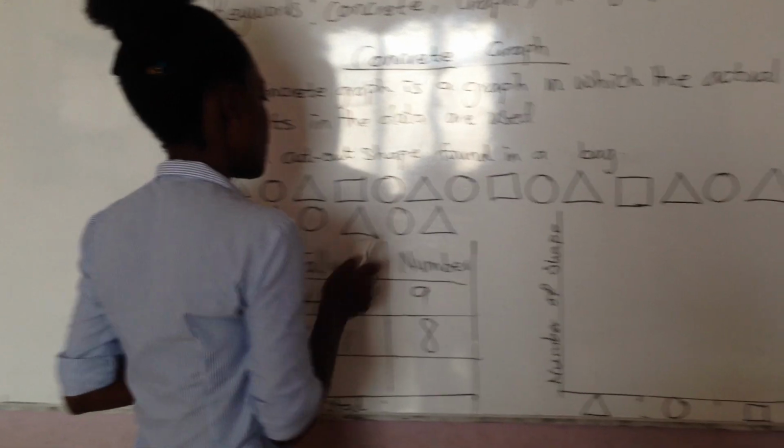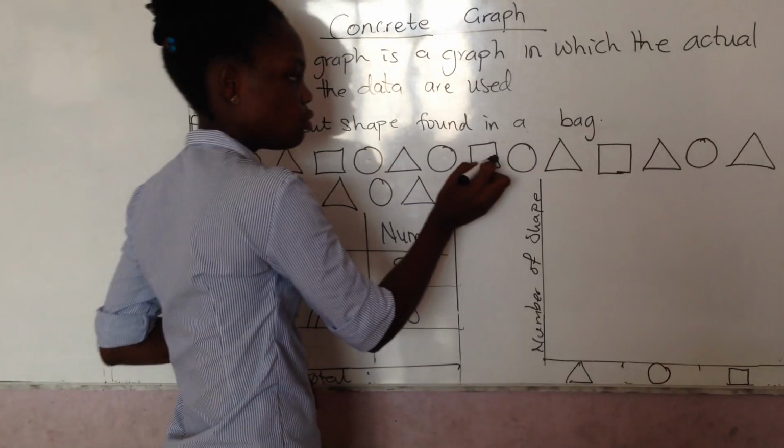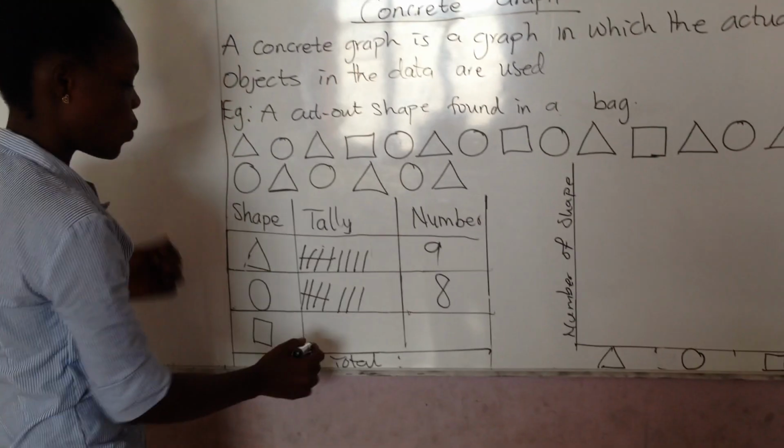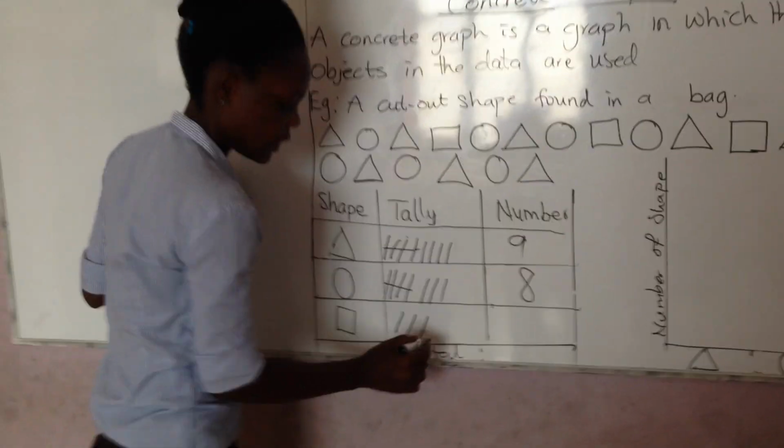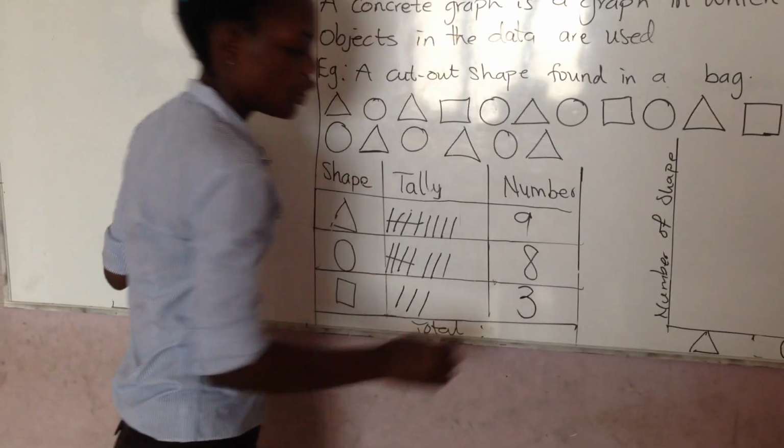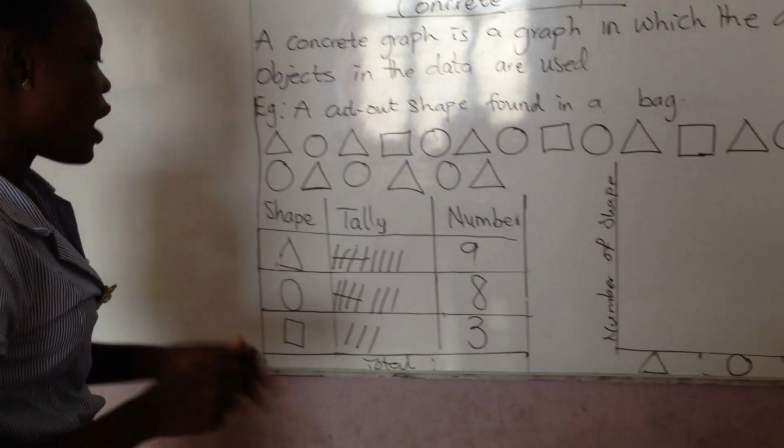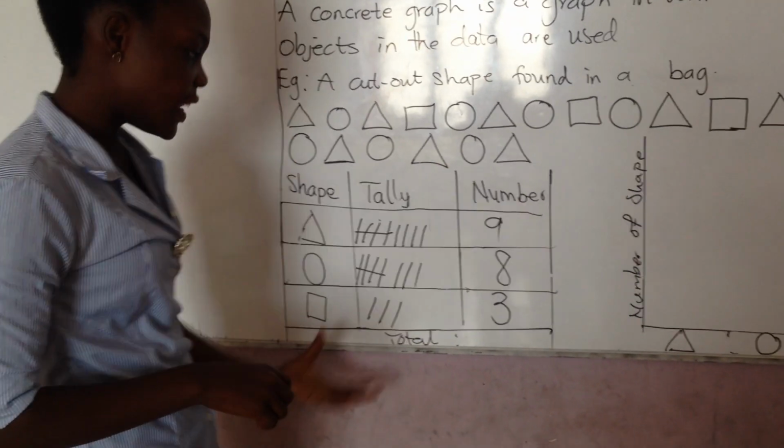The last shape is the square. And we have how many squares here? 1, 2, 3. 3 squares. Now I want to put it in the tally chart. Then you write your number. So this is how you sort them out and put them in the tally chart.